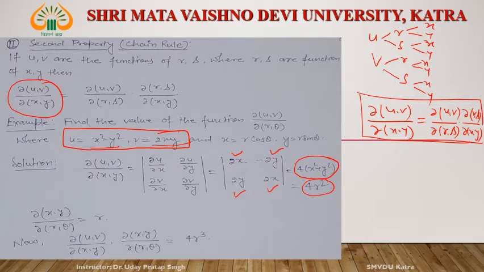Similarly, if x equal to r cos θ and y equal to r sin θ, then we already solved in the previous lecture that ∂(x,y)/∂(r,θ) is equal to r. Now multiplying these two terms, we got 4r³, right? This is 4r³.